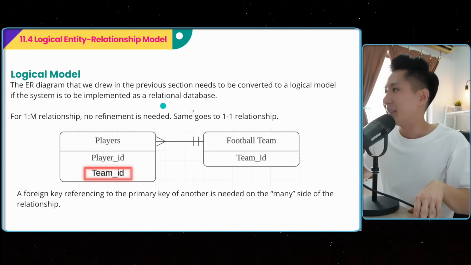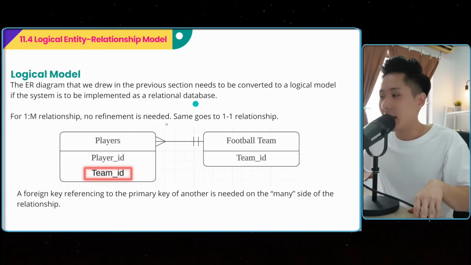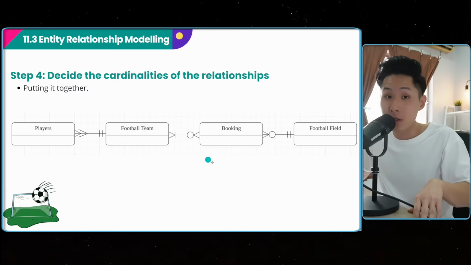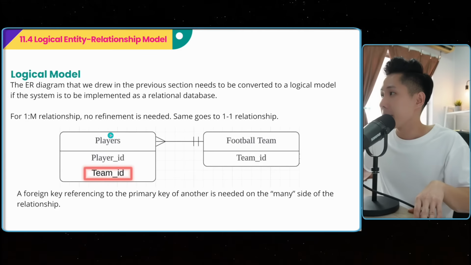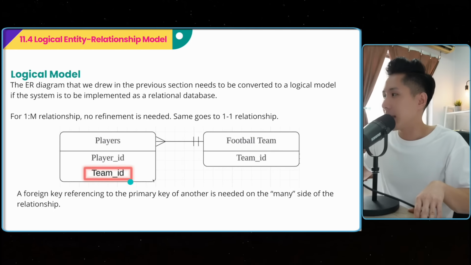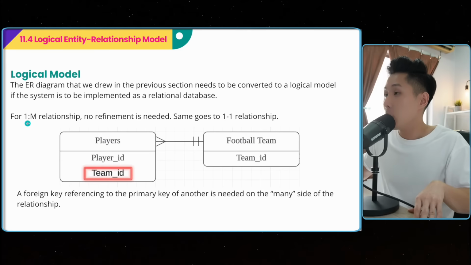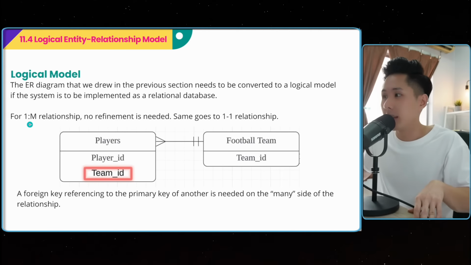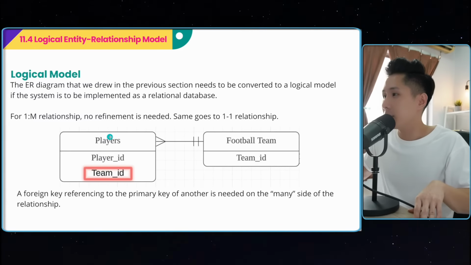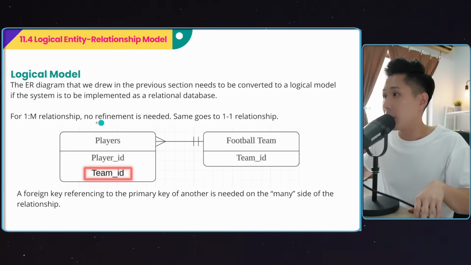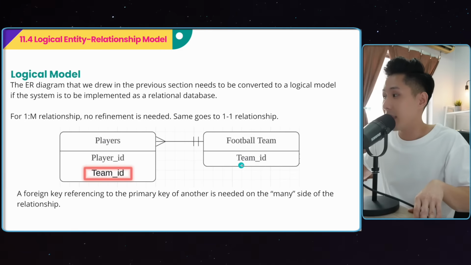So if you want to implement the diagram you drew just now into a real database, you need to do this. So in this case, you have to write down what are the attributes that you want to put in, and you have to also make some refinement to it. So in this example, I have a one-to-many relationship. No refinement is needed. Same goes for one-to-one, meaning I just write down the ID, the attributes that I want, and that will be about it.